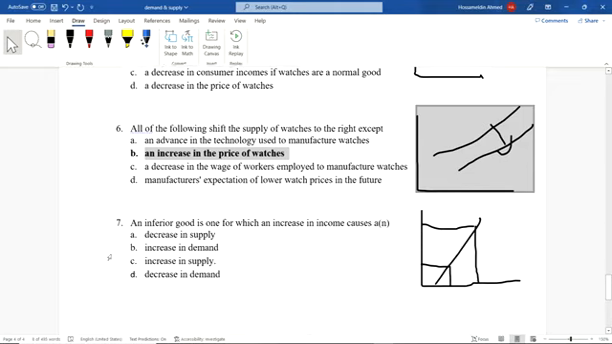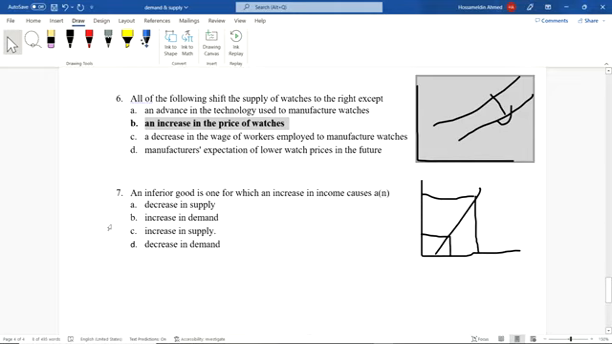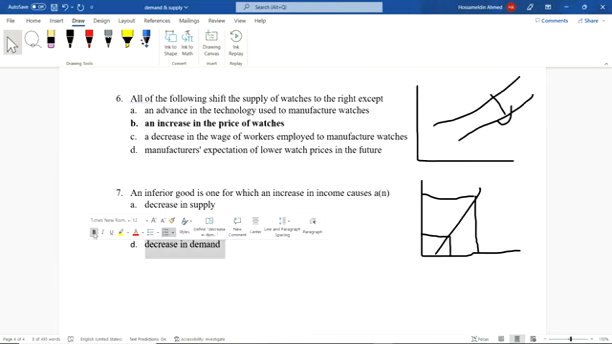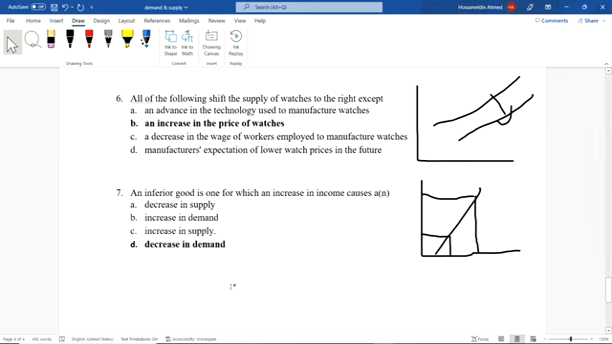Number 7, an inferior good is one for which an increase in income causes a decrease in demand. Because for inferior goods, an income increase causes the demand for such a good to decrease, because people are going to drop such an option or replace it with another better one. The answer for number 7 is choice D.